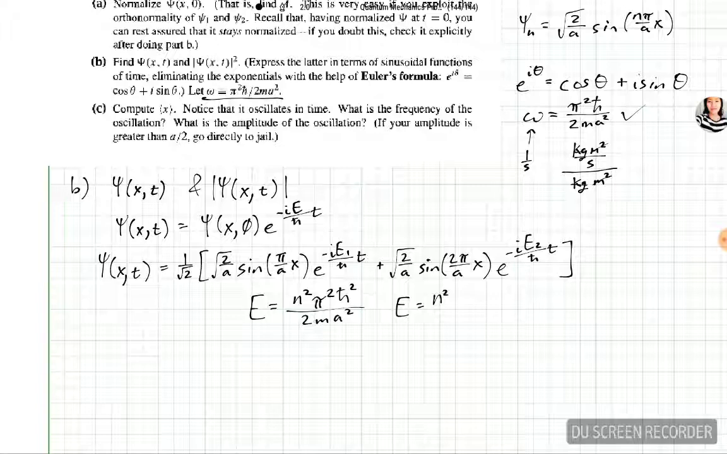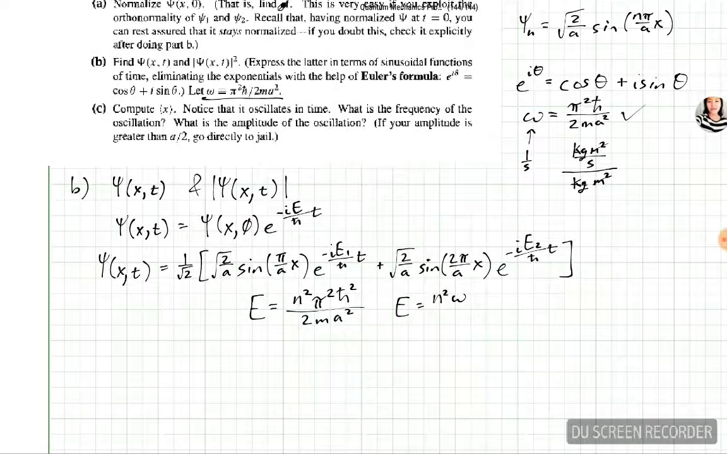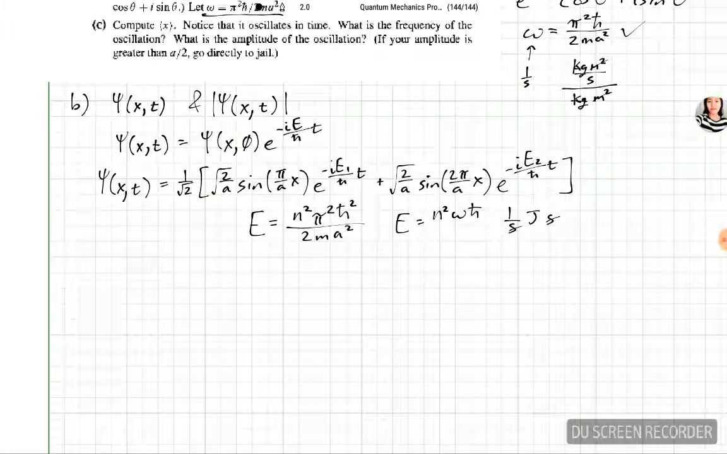Pi squared times h bar over 2ma squared is just omega, and then divided by h bar. So then we have 1 over seconds divided by joule seconds. Let's see, no, we want to have, wrong way, that's why you check units, times h bar. There we go, 1 over seconds times joule seconds, and then we have units of energy, joules. So when I put it back into the exponential, that extra h bar is just going to cancel out. So I can really make my life a whole lot easier here.